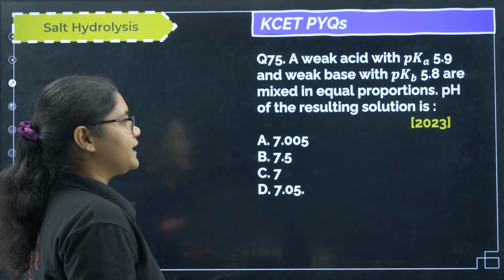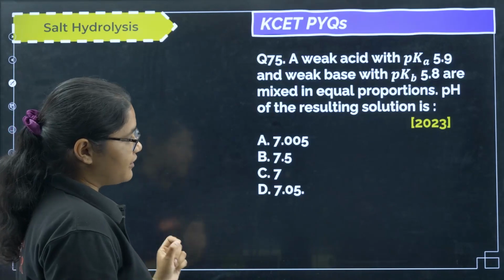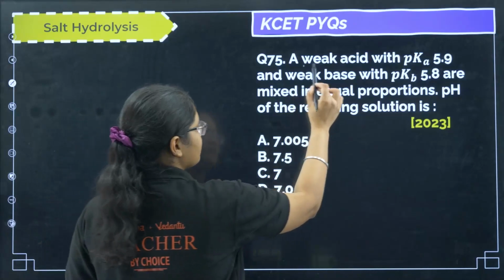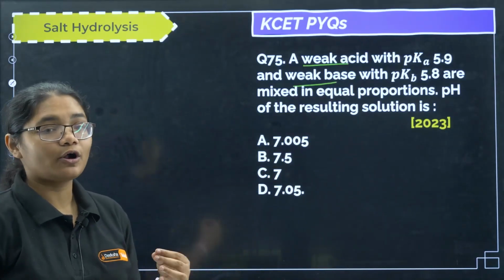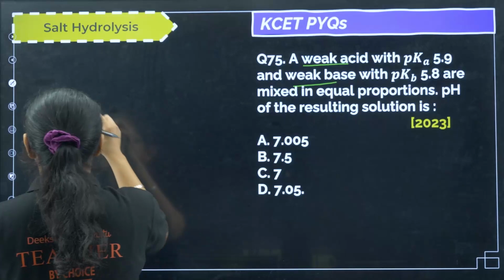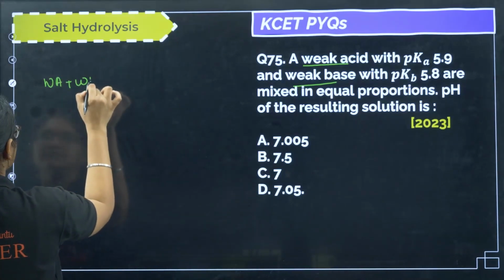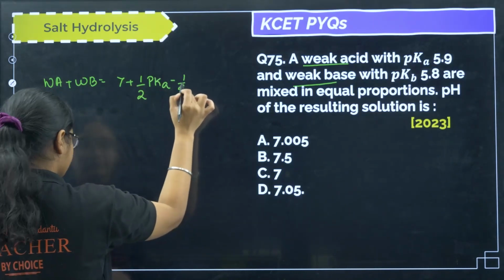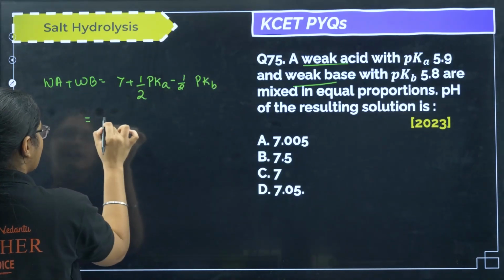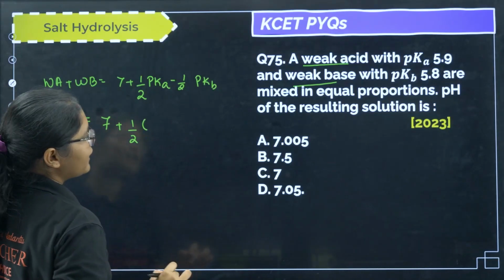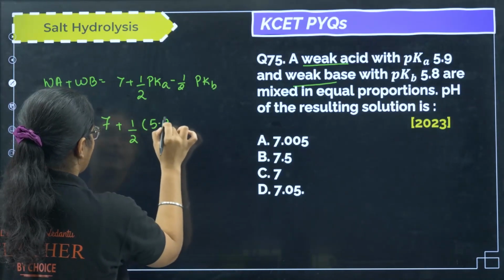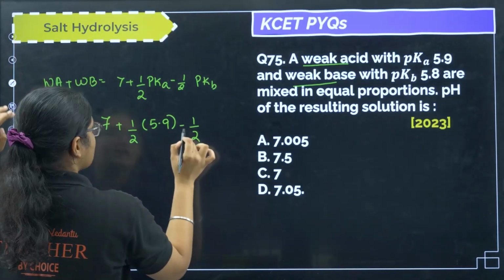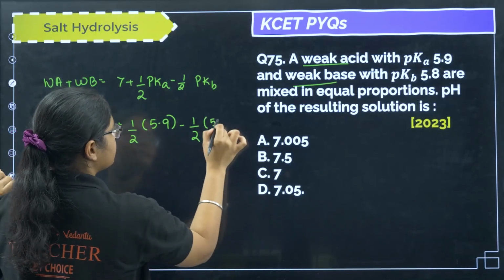Next, a weak acid with pKa 5.9 and a weak base with pKb 5.8 are mixed in equal proportion. The pH of the resulting solution is. So when I have a weak acid and weak base and I am mixing them, we get salt hydrolysis, and the formula for a weak acid and weak base is pH equal to 7 plus half pKa minus half pKb. So I have 7 plus half. pKa is 5.9, minus half pKb, which is 5.8.